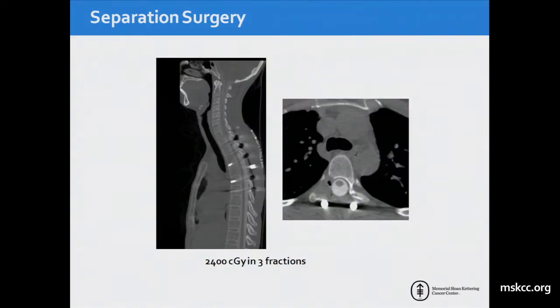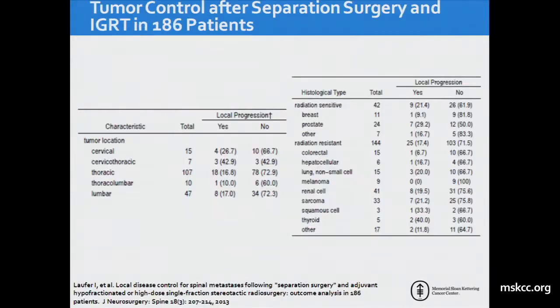And this is the postoperative CT myelogram for that patient. Once again, the thecal sac is fully reconstituted, the vertebral body we leave in place, and the paraspinal tumor is still there. And the patient went on to receive postoperative SRS with a good tumor control.